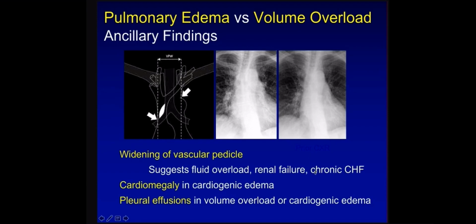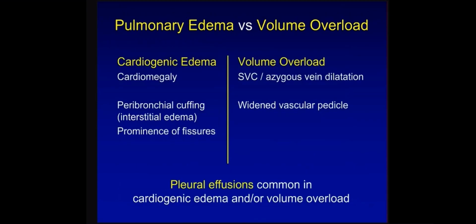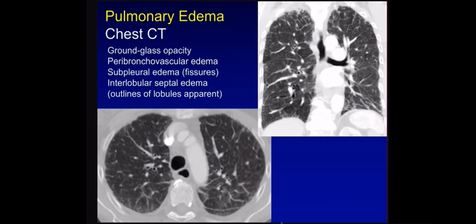the fluid overload. Pleural effusions are very common findings in both volume overload or cardiogenic edema. And of course, the heart is often enlarged in cardiogenic edema. So if we compare pulmonary edema to fluid overload, again, look for the widening of the vascular pedicle in patients who are overloaded, and you'll see some dilatation of the SVC and the azygous vein. Whereas patients with cardiogenic edema are more likely to give you the peribronchial cuffing, the interstitial changes that we described above. And again, pleural effusions are very common findings in both entities.